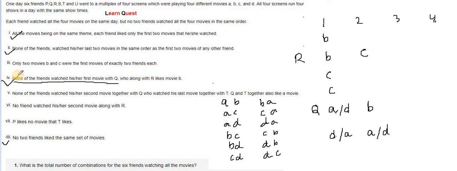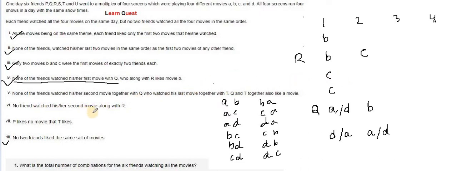Now we have already used this statement. Okay. So let's just confirm what conditions we have already used. Only 2 movies B and C where the first movie is of exactly 2 friends. Okay, this is already used. None of the friends watched his or her second movie together with Q. This we have not used yet.